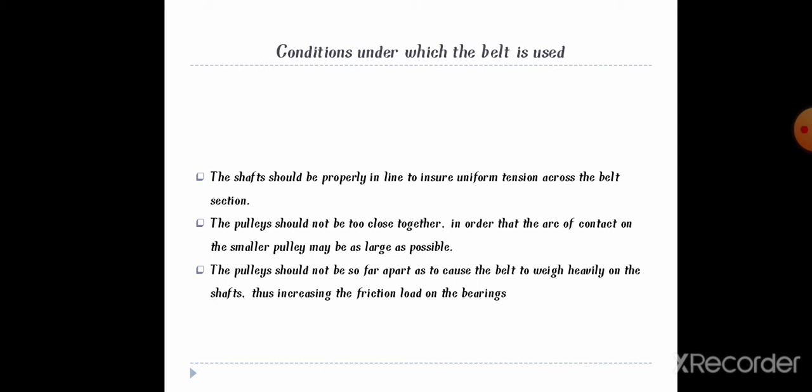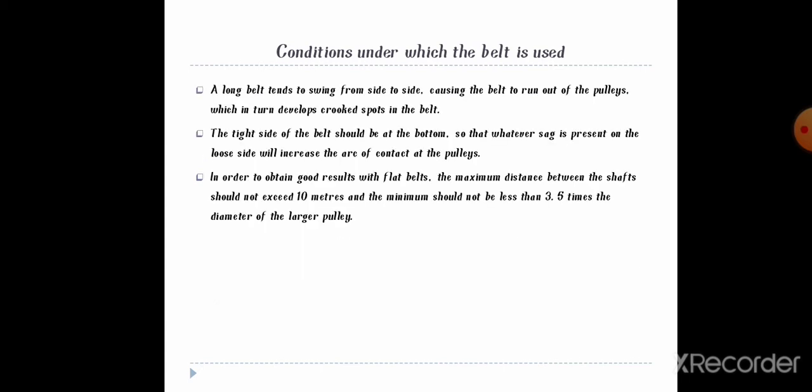The pulleys should not be so far apart that they cause the belt to weigh heavily on the shaft, thus increasing the frictional load on the bearing. A long belt tends to swing from side to side, causing the belt to run out over the pulley. If the distance is large or the belt is long, there will be run out of the belt over the pulley, which in turn develops crook spots in the belt.